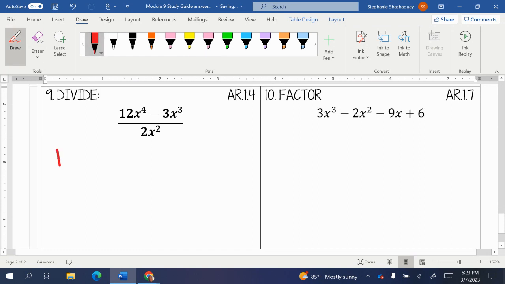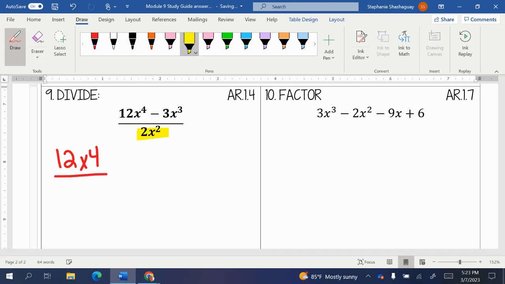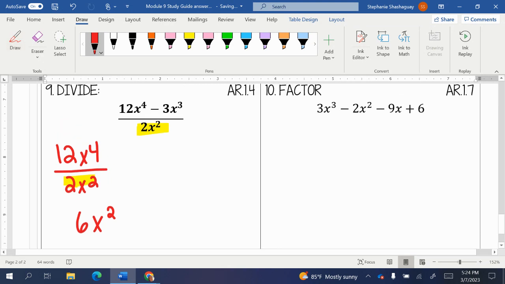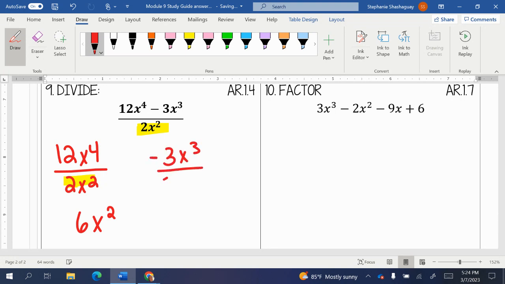So just like we did before, we have 12x to the 4th, and we're going to divide that by our denominator here, which is 2x squared. So 12 divided by 2 is 6. X to the 4th divided by x squared is just going to be x squared. Now when I do negative 3x cubed divided by 2x squared, well, I'm just going to leave it as negative 3/2 x, and I'm done.